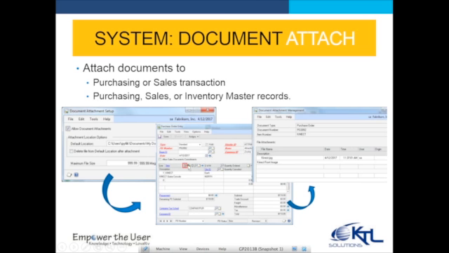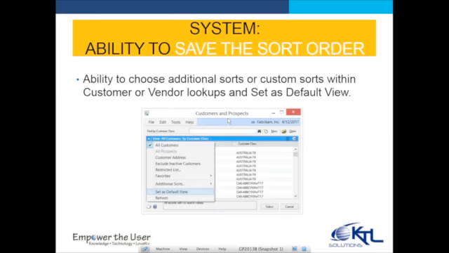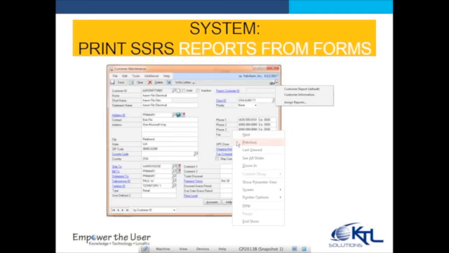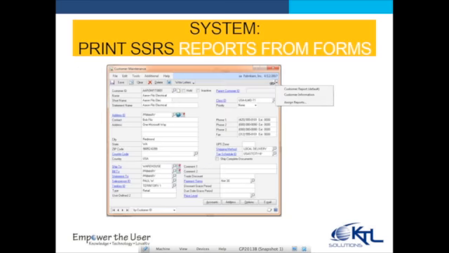Here I'm attaching the document at the line item level. As well, I can do it at the header level. And then here I'm attaching the documents to that item number or that line item. I think I went too far here. Okay, so printing SSRS reports from forms.